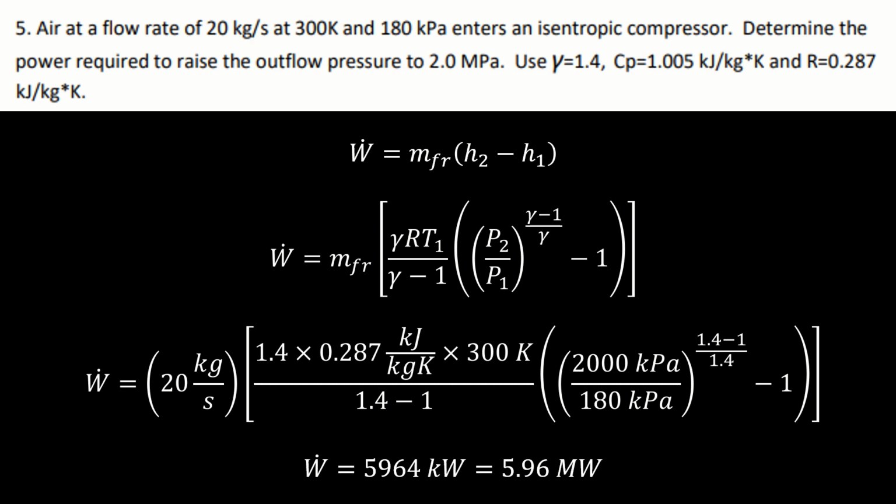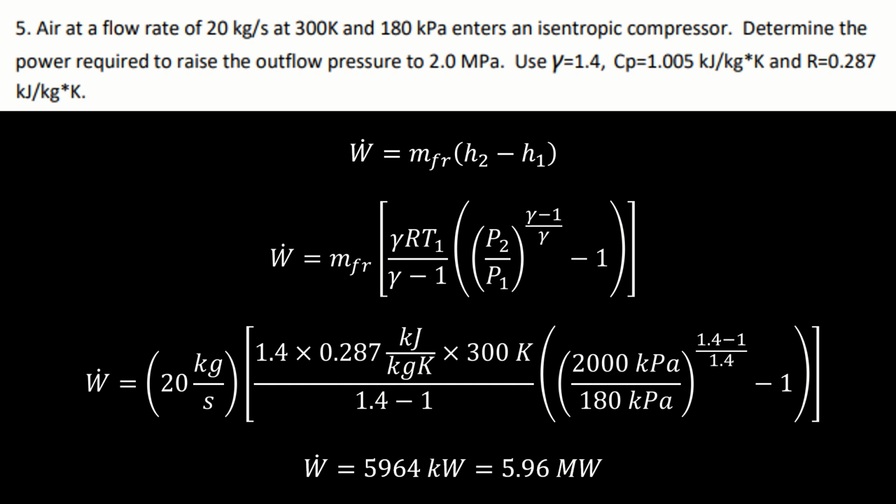Common errors for this part of our chapter are either forgetting to subtract by 1 or not subtracting by 1 where it's appropriate, specifically when it comes to the pressure ratio. Be very careful. You take your pressure ratio, raise it to that exponent, and then subtract by 1. Don't forget it.